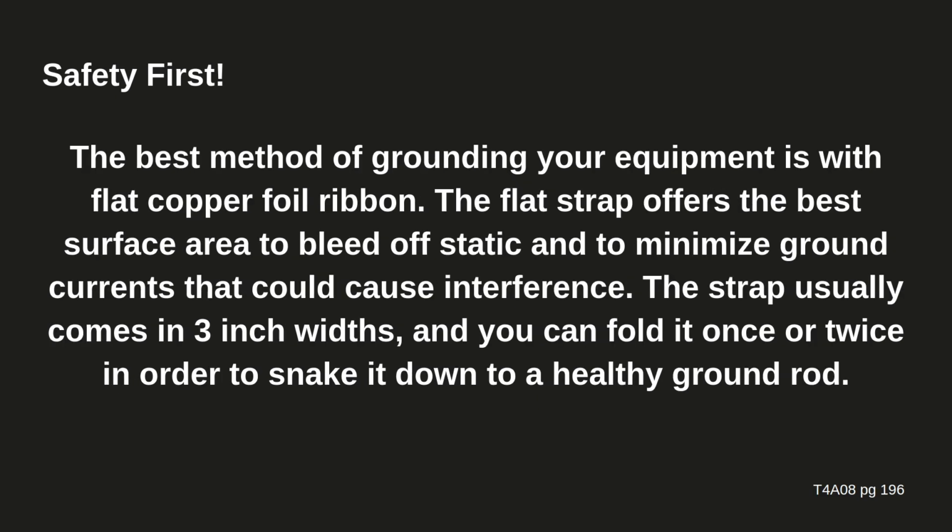Now, the best method of grounding your equipment is with a flat copper foil ribbon. We use braided, about 1 inch wide. The flat strap offers the best surface area to bleed off static and to minimize ground currents that could cause interference. The strap usually comes in 3-inch widths, and you can fold it once or twice in order to snake it down to a healthy ground rod.